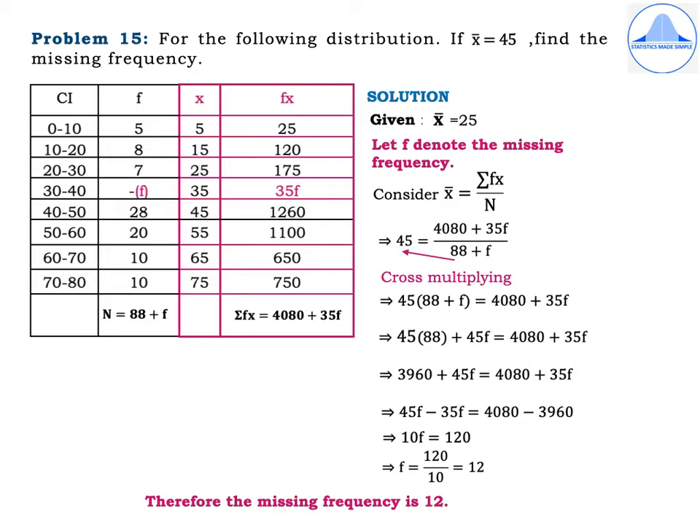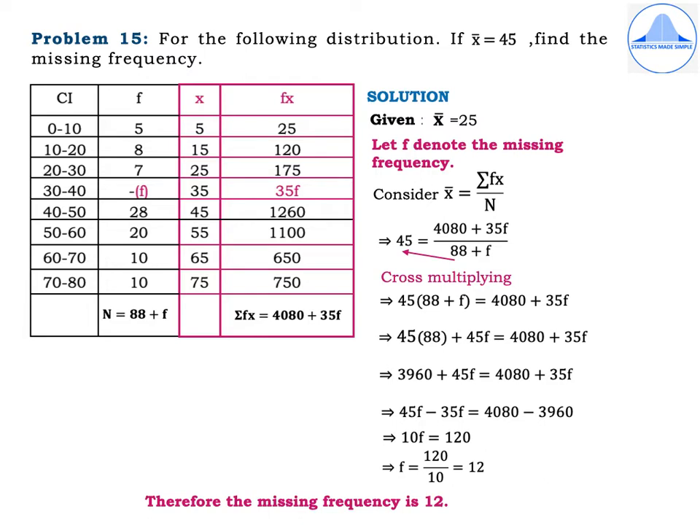So let's find out capital N, which is equal to 88 plus F. The next step is to find out the midpoint of the class intervals, that is 5, 15, 25, 35, 45, 55, 65 and 75. Then we find out fx values 25, 120, 175, 35f, 1260, 1100, 650, 750. So summation fx is equal to 4080 plus 35f.